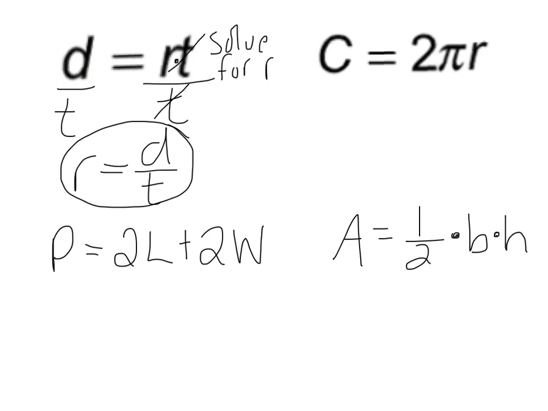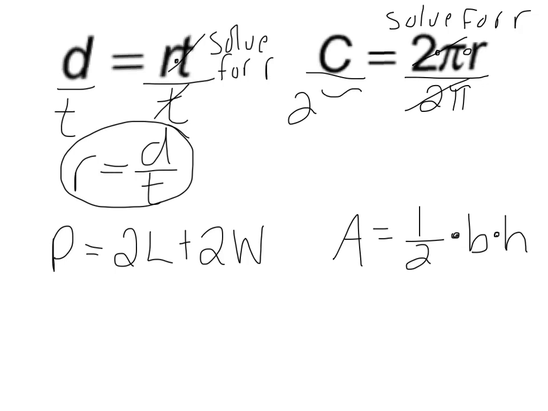Okay, next one. Let's say we're going to solve this for R again. Well, we have 2 times pi times R, so everything's being multiplied, so we're going to divide again. If we divide by 2 pi, that's going to cancel out the 2 and the pi. We'd also have to divide by 2 pi on this side. So all we're left with is C over 2 pi equals R.